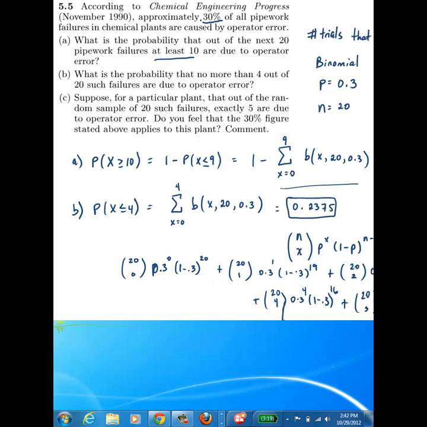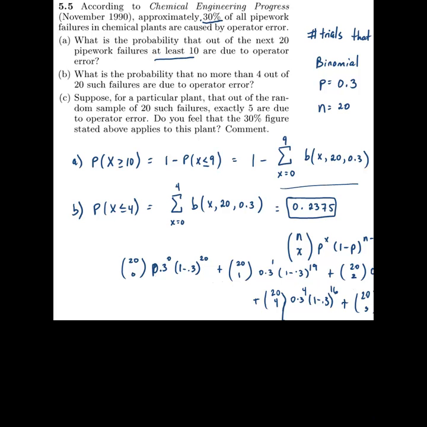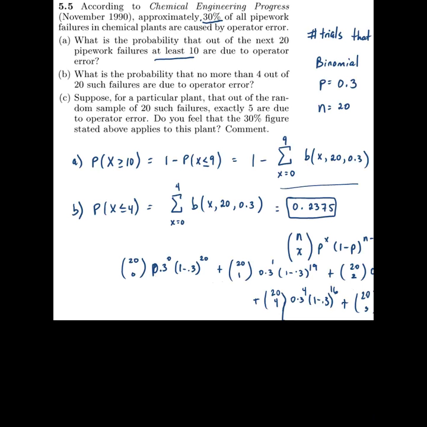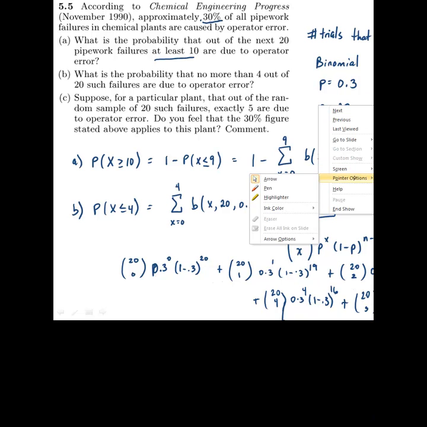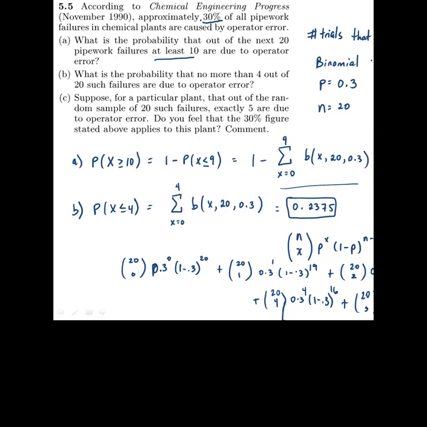So first we need to find the probability of x equals 5. So let me see if I have some space here. So I'm going to write that probability here. So this is part C. The probability of x equals 5.